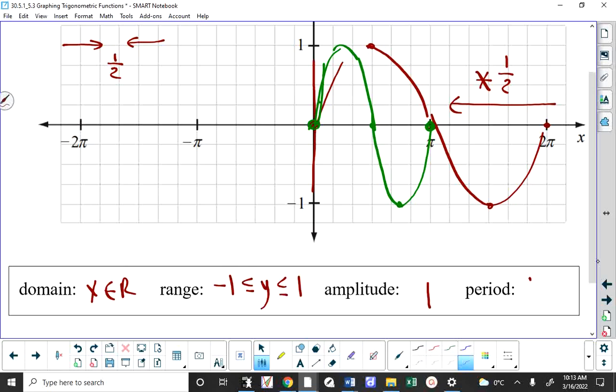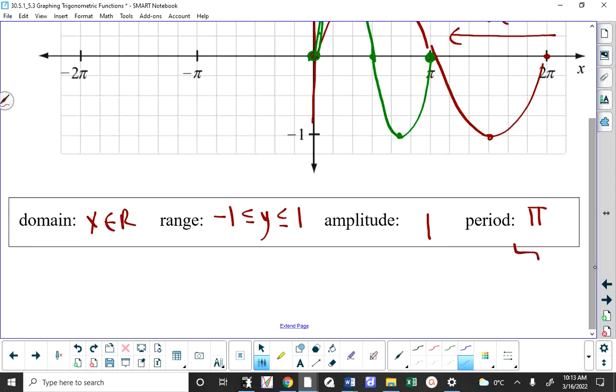And the period now is pi, and I want to point out to you, because this is going to be a huge time saver for us, that this period is 2 pi, the regular period, divided by b. If you take 2 pi and you divide it by b, which was 2, you get the new period of pi.